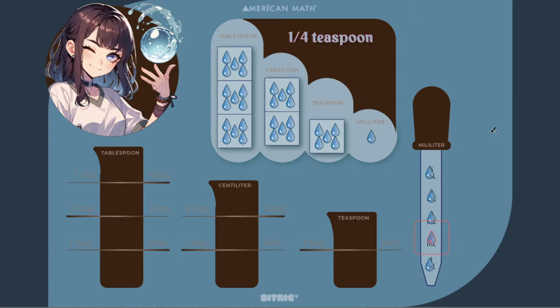What happened to my... Oh shoot! I was tripping. We have 5 milliliters in a teaspoon. Yep. Perfect. Now, how many milliliters are inside of half a teaspoon? Half a teaspoon is 2.5 milliliters.